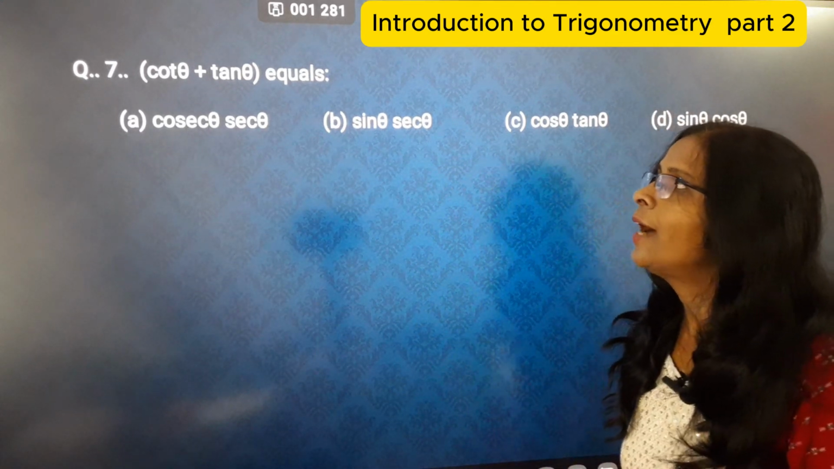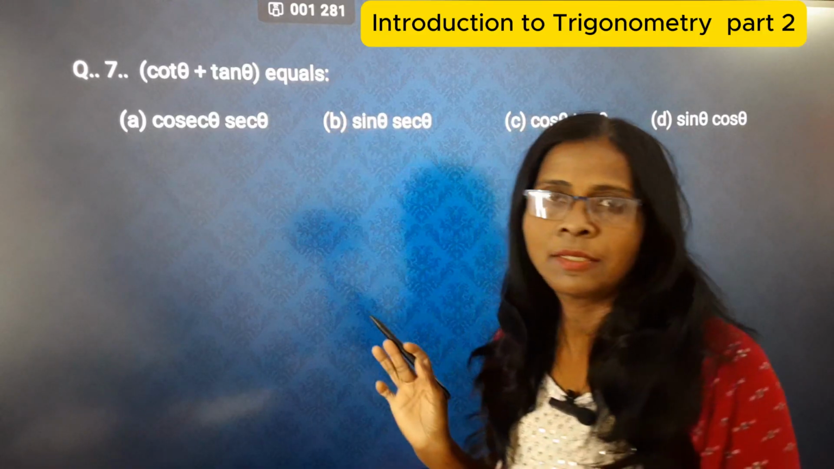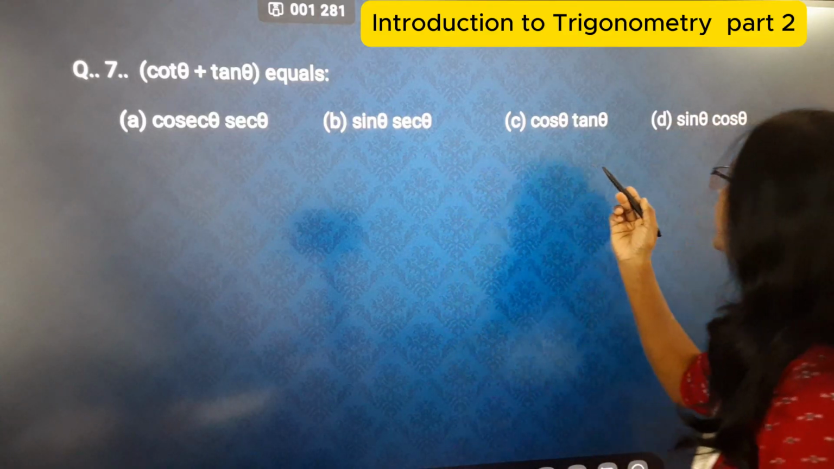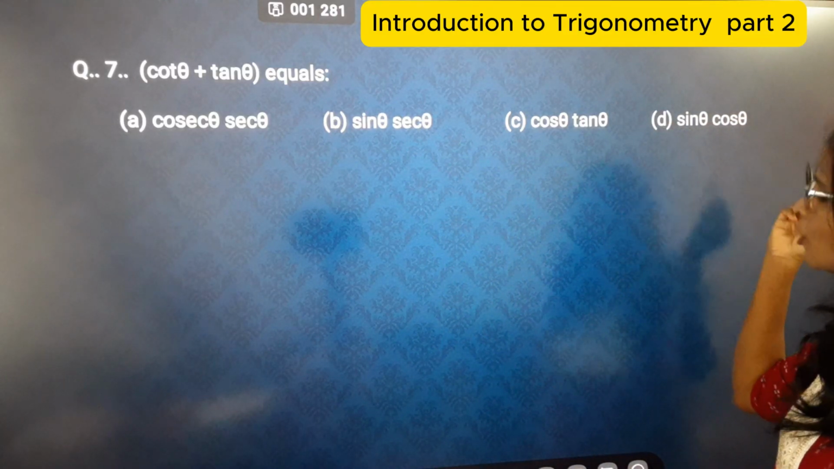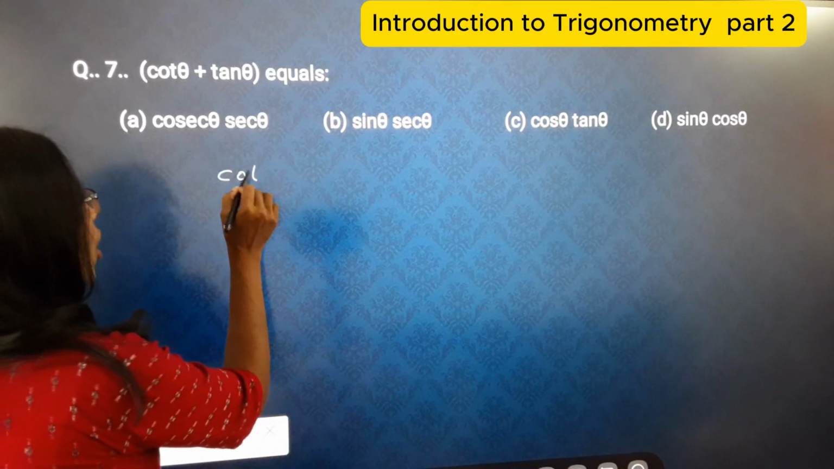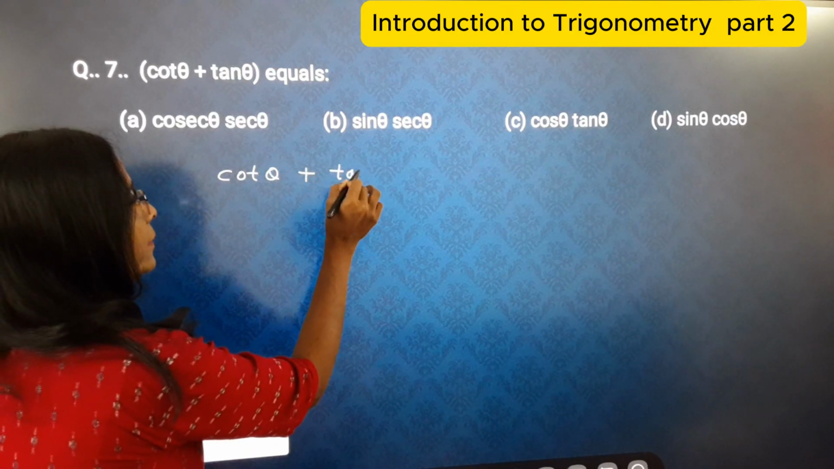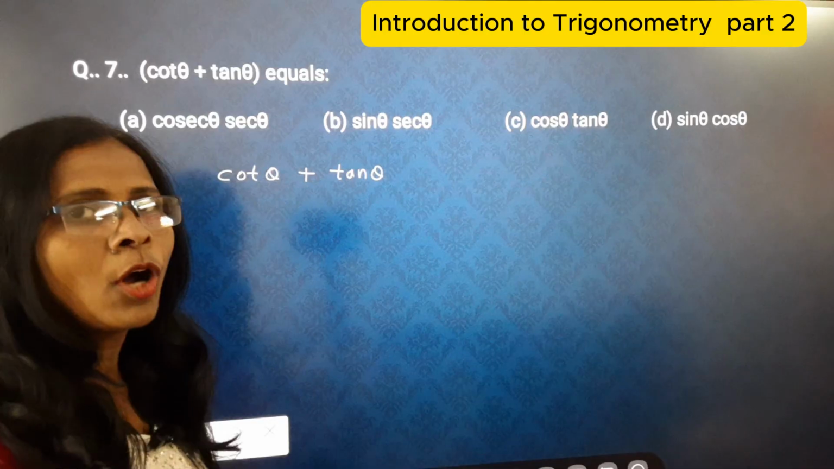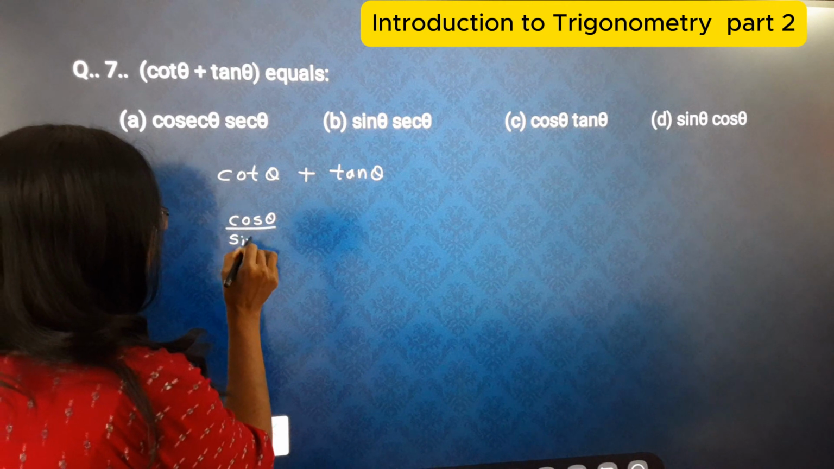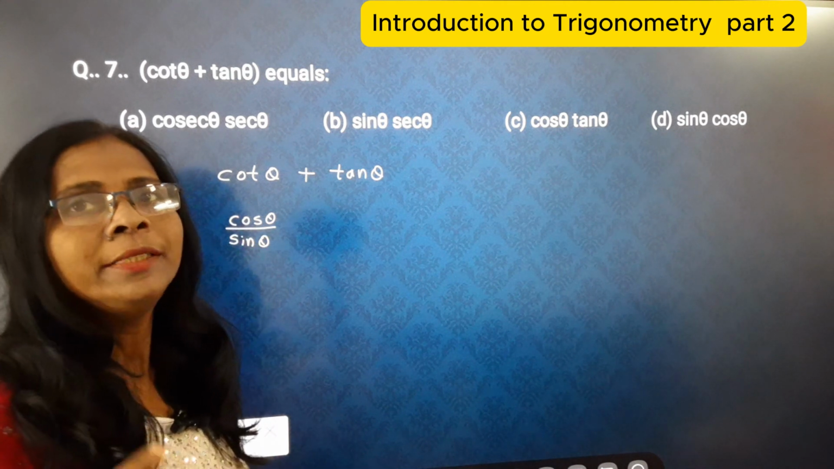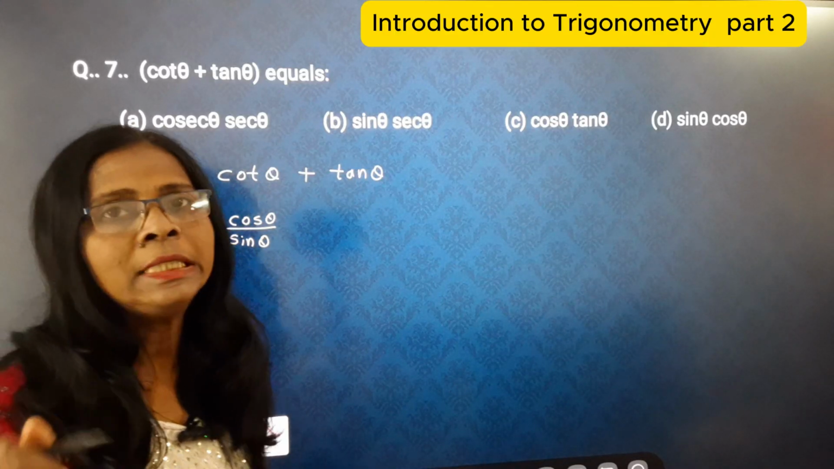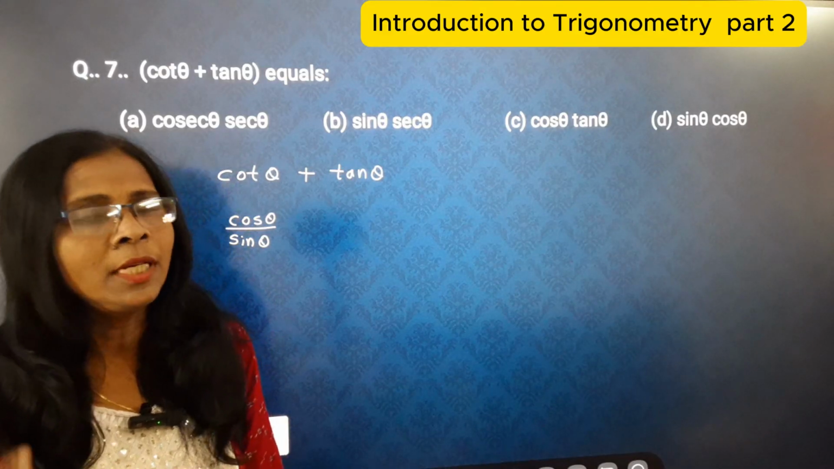So here, cot theta plus tan theta equals. Options are cosec theta sec theta, sin theta sec theta, cot theta, sin theta cos theta. So see how we can solve it. First write down cot theta plus tan theta. Now I write cot theta as cos theta upon sin theta, because it is the inverse of tan theta. The tan theta is sin theta upon cos theta, so the inverse of tan theta will be cos theta upon sin theta.